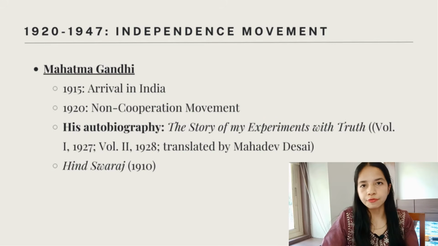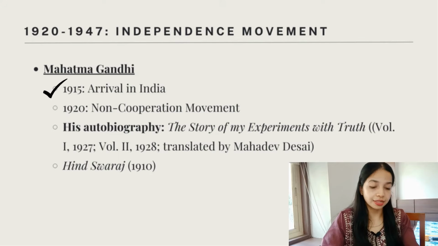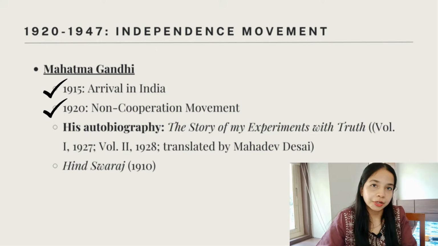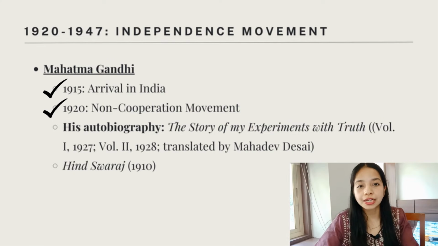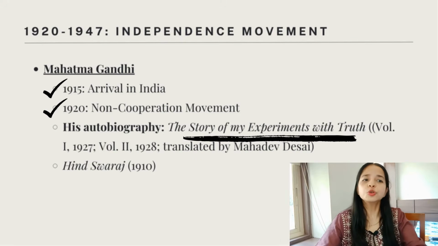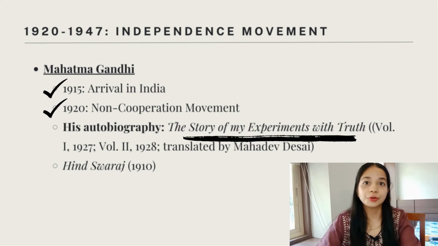Starting with non-fiction, we need to definitely talk about Mahatma Gandhi's works. Mahatma Gandhi ji arrived in India in 1915. In 1920, he launched the first non-cooperation movement; in 1930, the civil disobedience movement. During all of this time while he was leading freedom struggles, he was also writing his autobiography, popularly called The Story of My Experiments with Truth, which was published in 2 volumes and translated by Mahadev Desai. Apart from that, he also ran 2 well-known journals, Young India and Harijan.